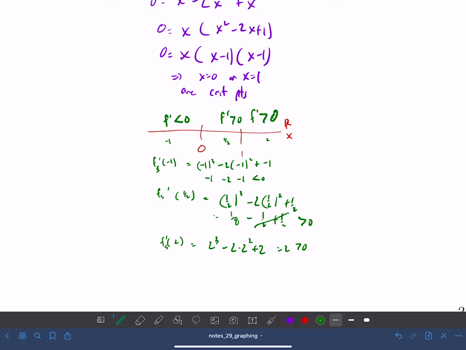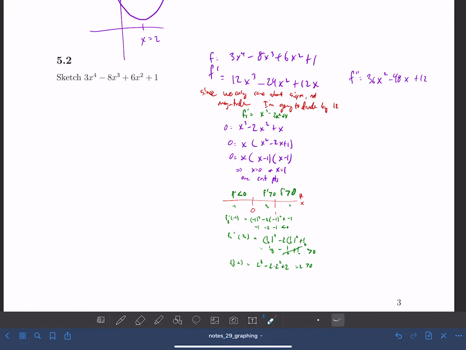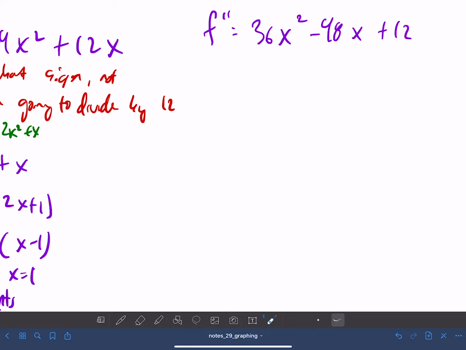So all I was doing there was trying to determine the increasing, decreasing nature. I found 2 critical points, 3 intervals. On each of those intervals, I found a test point. I evaluated the derivative at those test points to find the sign of the derivative. Now I know that I've got a decreasing, increasing, increasing function. Now I just need to know what's the concavity on each of those 3 intervals, and that's going to come from f double prime.